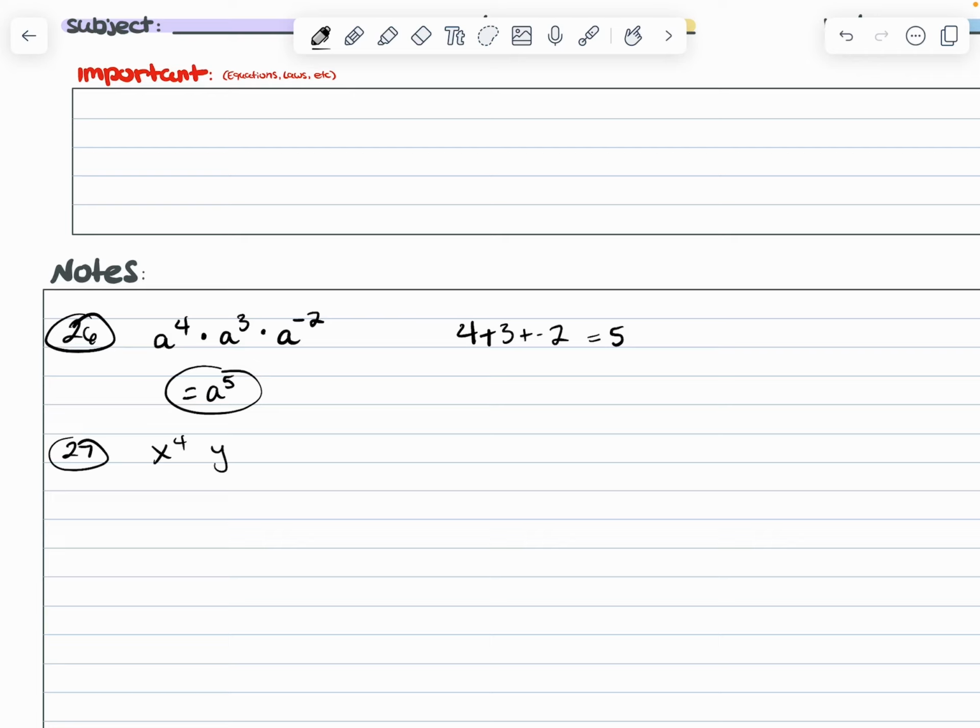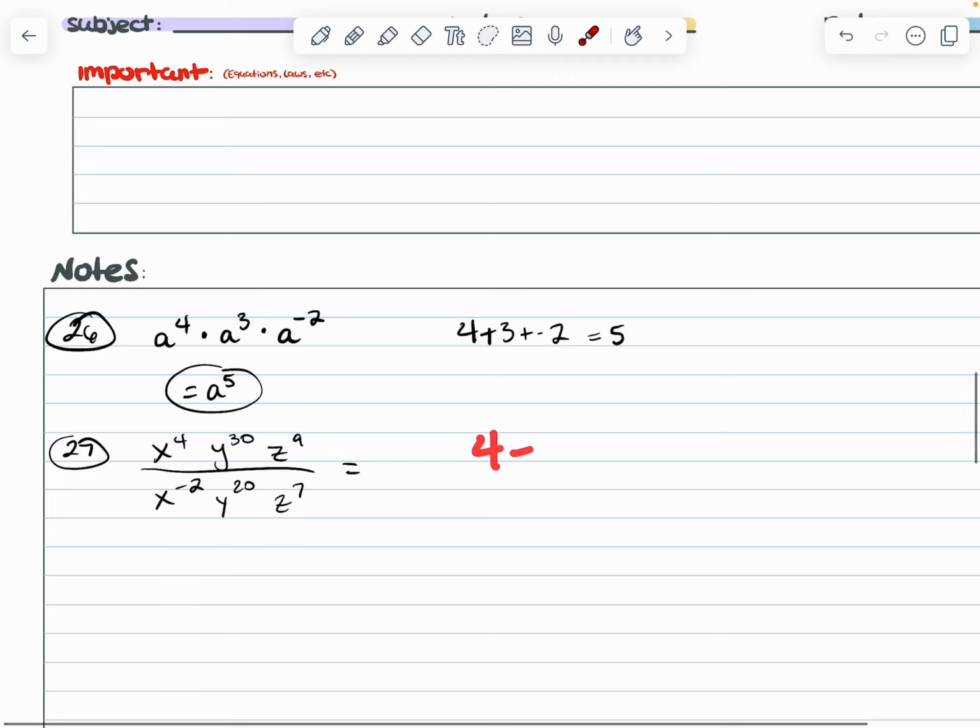27 says x to the 4th, y to the 30th, z to the 9th, all over x to the negative 2, y to the 20th, z to the 7th. Okay, you subtract the exponents when you're dividing like we have here. So with your x's, 4 minus negative 2 is positive 6. And so this is going to give you x to the positive 6. Okay, y to the 30th, 30 minus 20 is 10.